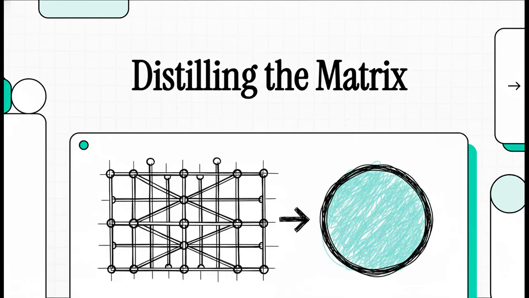Think about a really complex building, right? A huge grid of beams and joints all connected. Now, what if you could boil down its entire structural integrity into just one single powerful number? Well, that's exactly what a determinant does for a matrix. So let's dive into this architectural way of looking at what they are and how they actually work.